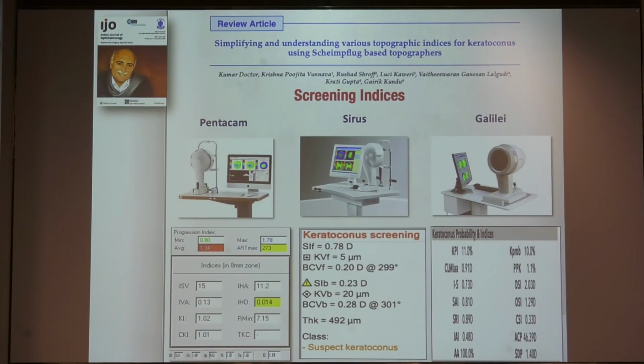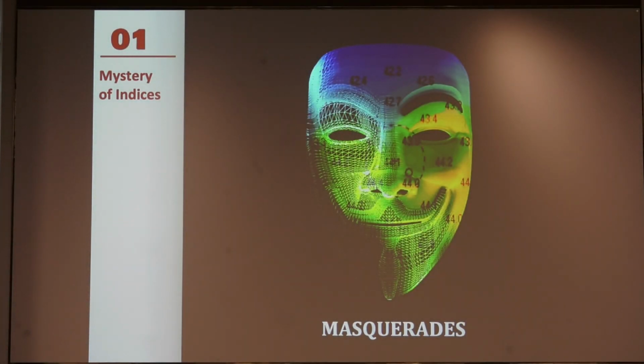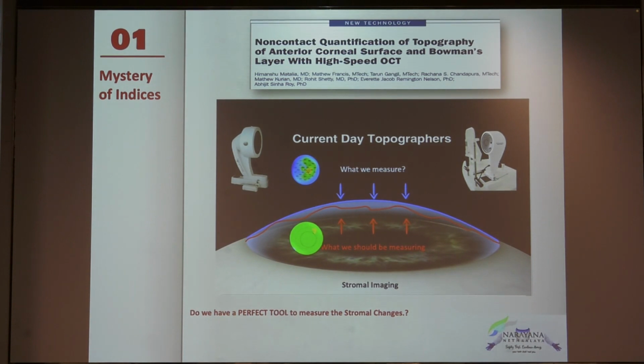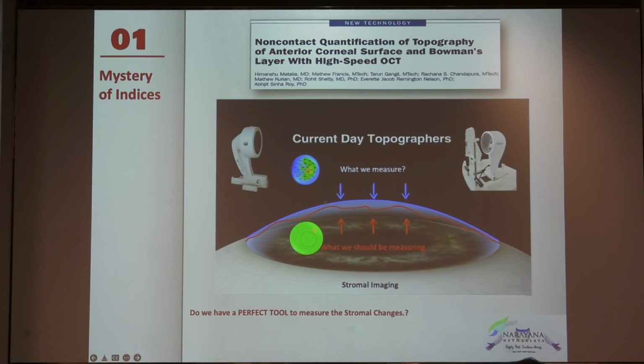We do have all the tools like Pentacam, Cirrus, Galilei. They all have their own indices for identifying suspect keratoconus. But are these adequate in modern day refractive surgery? As I mentioned, we need to identify the masquerades. Whenever we see a current day topographer, what it measures is the surface. But the true surface can be masked by the epithelium, and your true surface can be irregular like how you see here. So what we should be measuring as a refractive surgeon should be this surface and not this surface, because if you operate on such an irregular surface, post-surgery you might land up in a big problem.